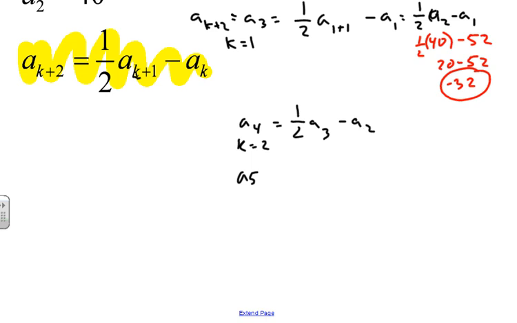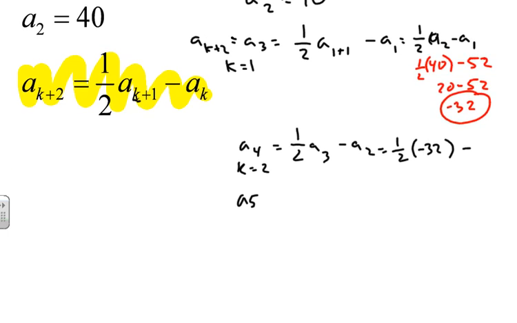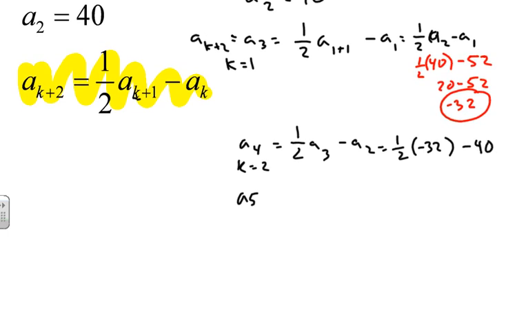The third term we found out to be negative 32, so we have 1/2 of negative 32. We then subtract from that a sub 2, which, once again, was 40. Now we divide the 32 by 2, which is just negative 16, and we have minus 40. And so we have negative 56. And that is a sub 4.